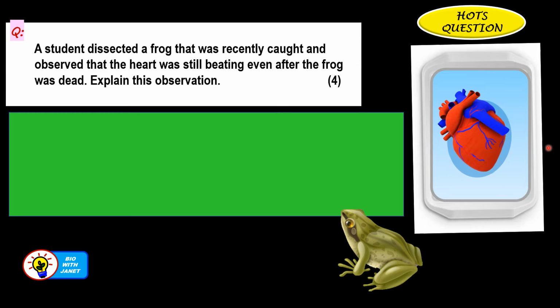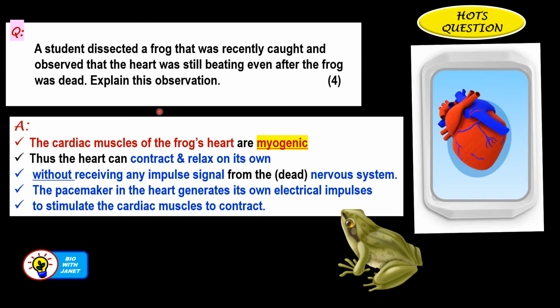Right, let's look at the answer. So the heart was still beating even after it was dead. Okay, so after it was dissected, it's still beating. Now, the reason why the heart was still beating is that the cardiac muscles of the frog's heart are myogenic, just like for the human heart. Thus, the heart can contract and relax on its own without receiving any impulse signal from the nervous system. So inside the heart, there is a group of cells that can still generate the electrical impulse to cause the heart to beat.